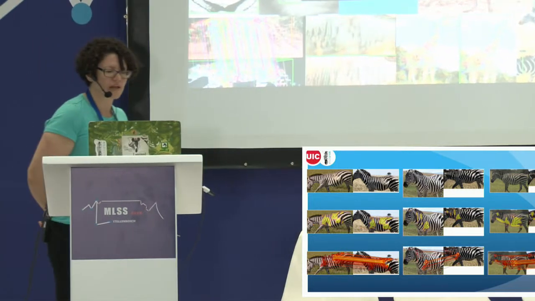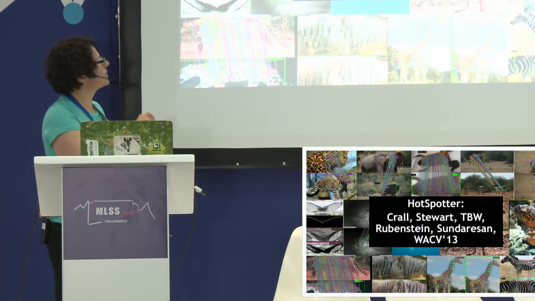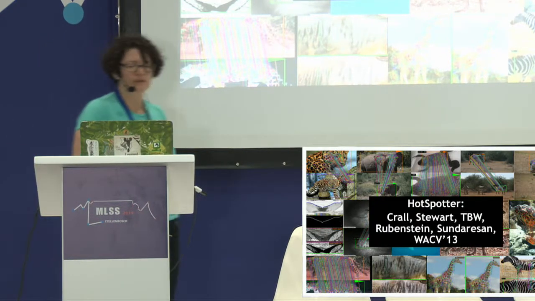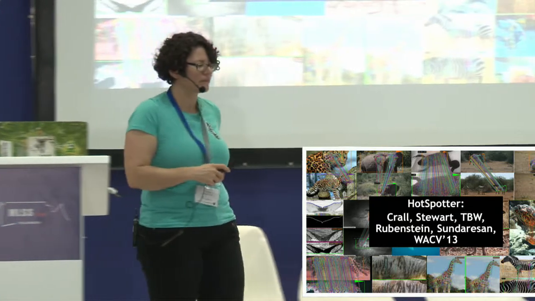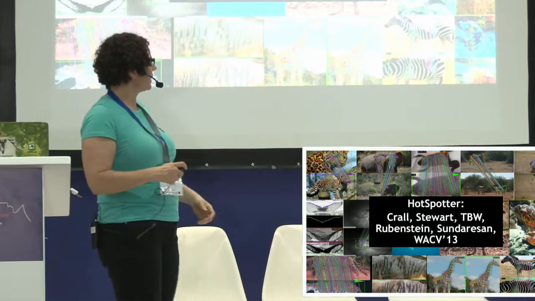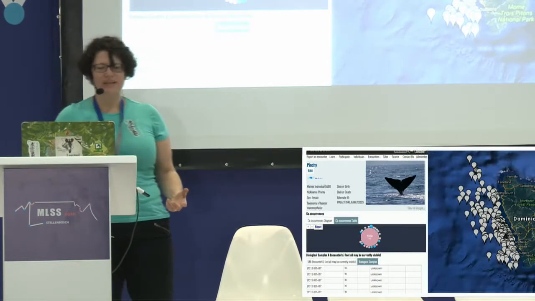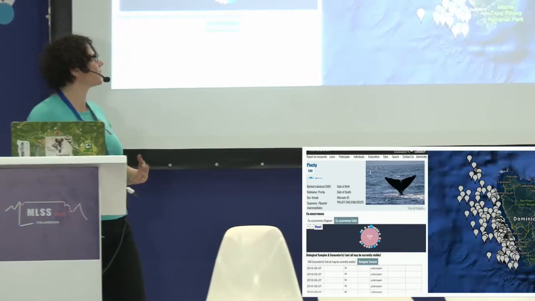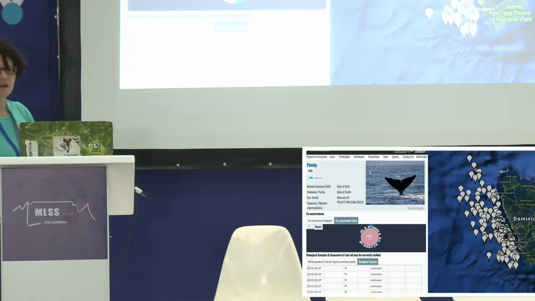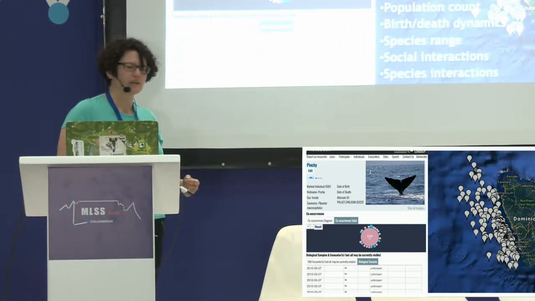We also have algorithms now that use the shape of the fluke or the dorsal fin of a dolphin to identify individuals, and again produce this ranking that we can leverage in our data structure as well. And then with information on when and where the image was taken, you can really now use images to start tracking, counting individuals and do population dynamics and species range.